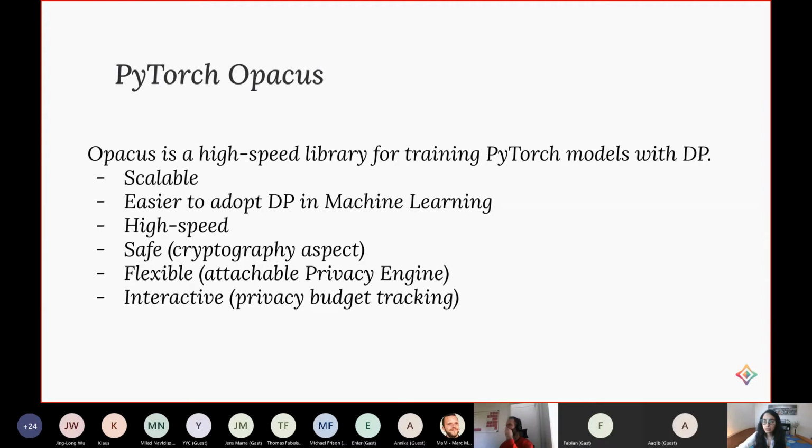Opacus is high speed, of course. It's scalable, and the way it has been made, the API, it's really easy to adopt differential privacy in machine learning. It's considered to be cryptographically much safer than a lot of the other libraries because of the way they have implemented their random algorithms. And it is interactive in the sense that you can actively monitor what your budget is looking like at every step of training and so on.